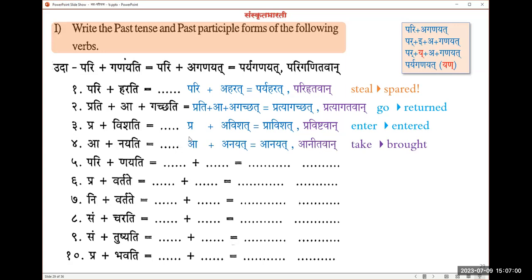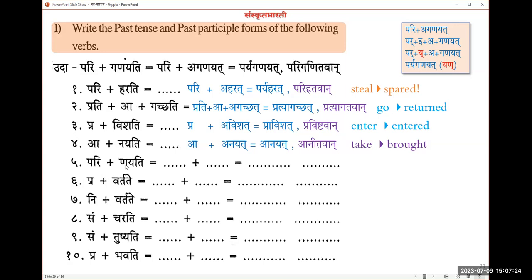Thank you. Chandrakala, can you try some? Yes, sir. Pari plus nayati, parinayati. Correct. And it will be pari plus anayat, so paryanayat. Very good.